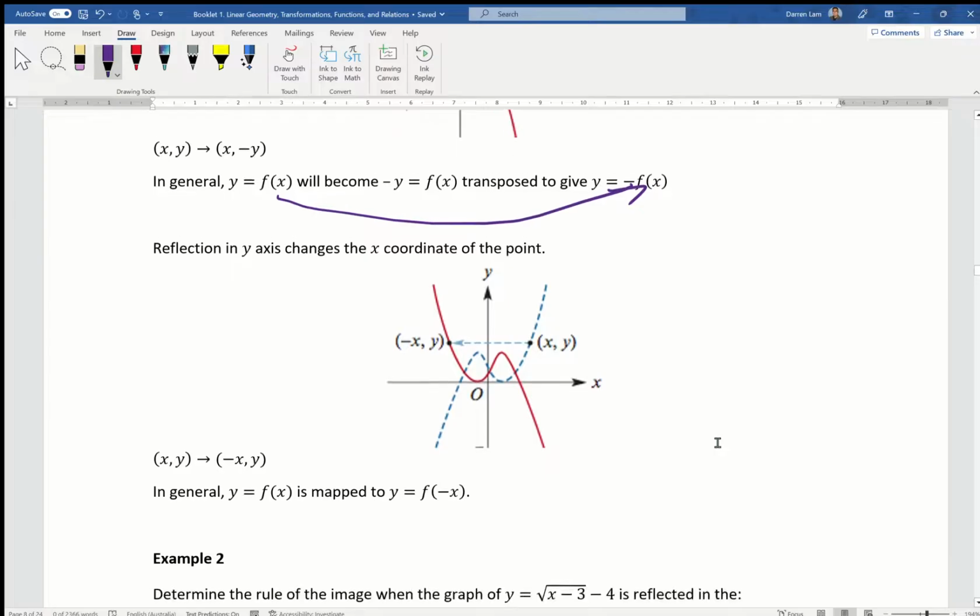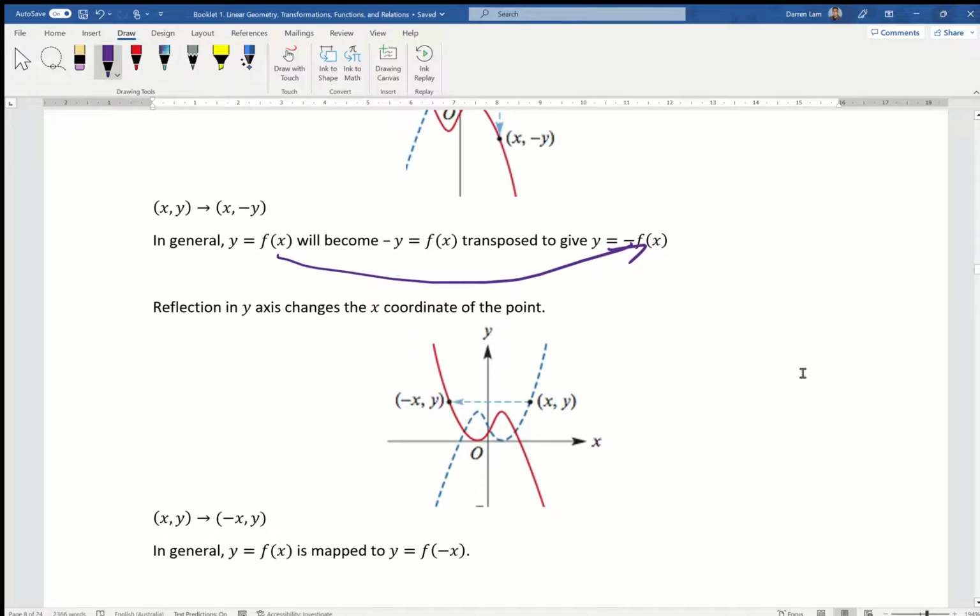Let's move on. A reflection in the y-axis changes the x-coordinate of the point. So here, we're mapping (x, y) into (-x, y). And in general, f(x) is mapped to f(-x). Later on we'll do multiple combinations of transformations, and the order of your transformations determines the sequence in which you should be doing them. Okay?